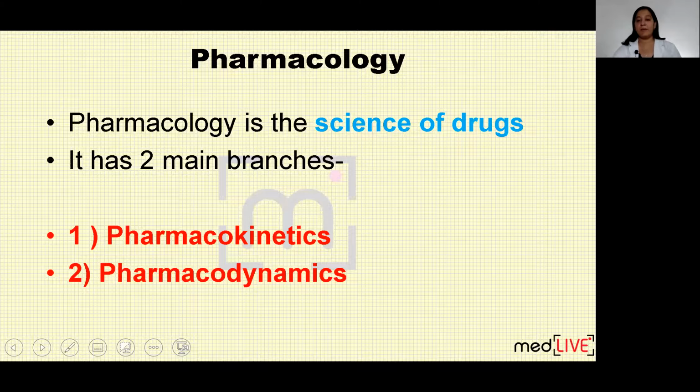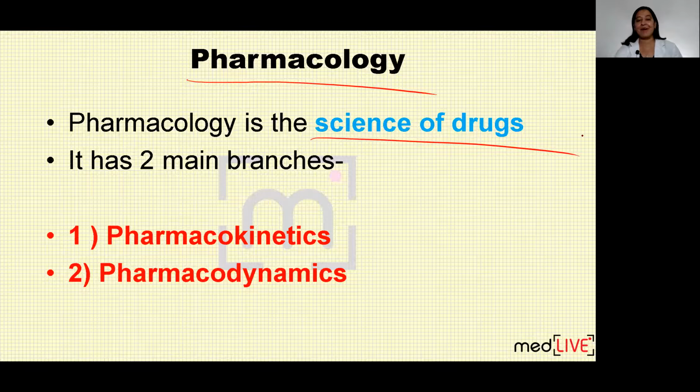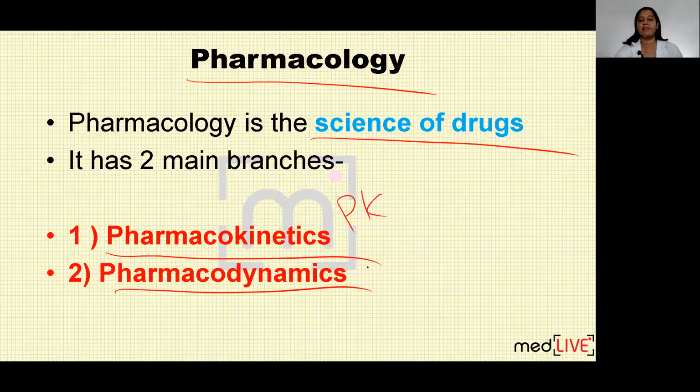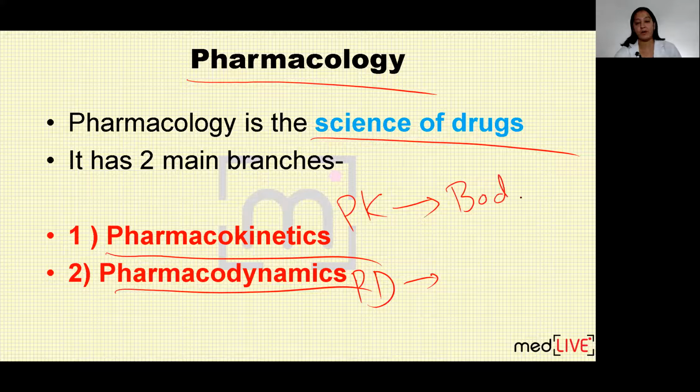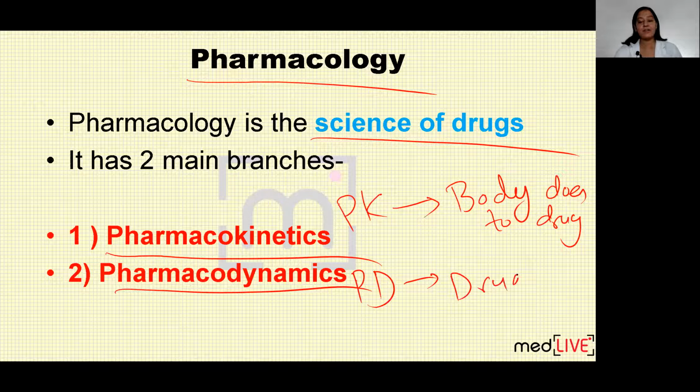Before starting bioavailability, I will give you a brief introduction about the branches of pharmacology. What is pharmacology? It is the science of drugs. Pharmacology has basically two main branches, that is pharmacokinetics and pharmacodynamics. What is the difference between them? Pharmacokinetics is what the body does to the drug. What the human body does to a drug is known as pharmacokinetics. And on the other hand, pharmacodynamics is what the drug does to the body.